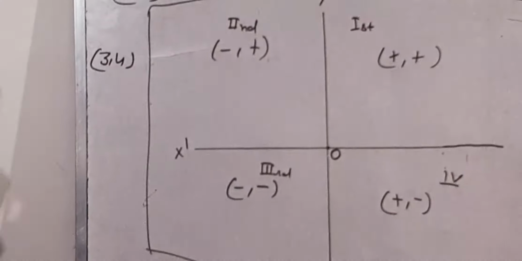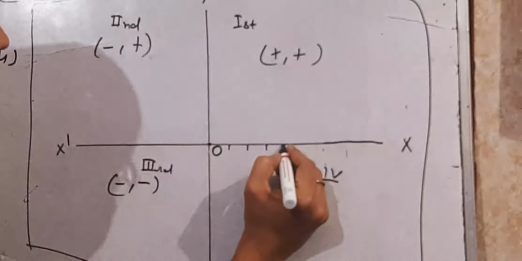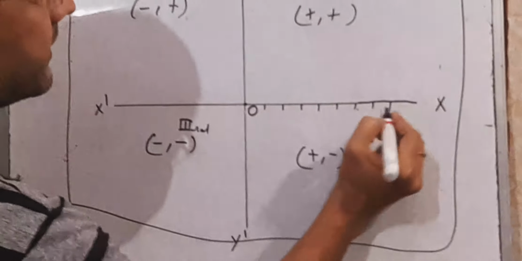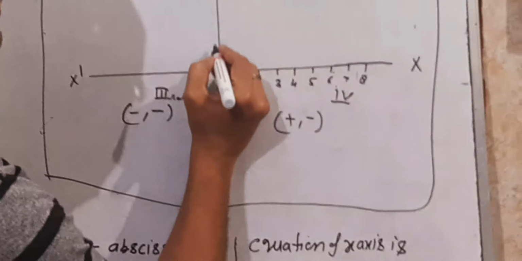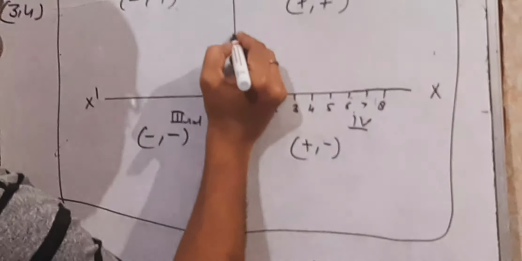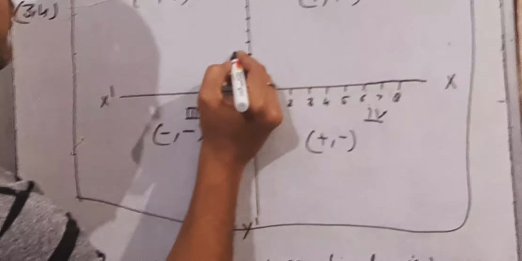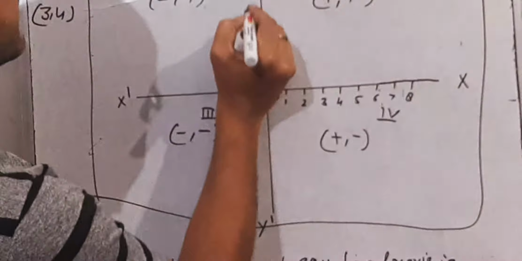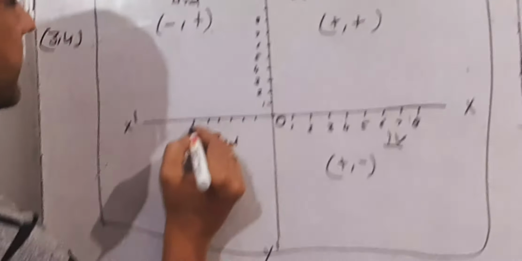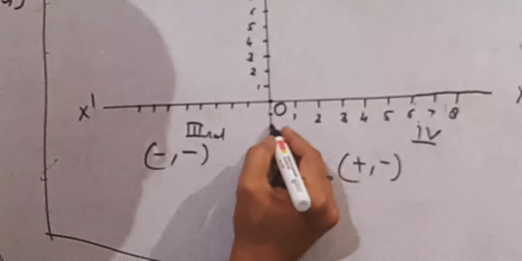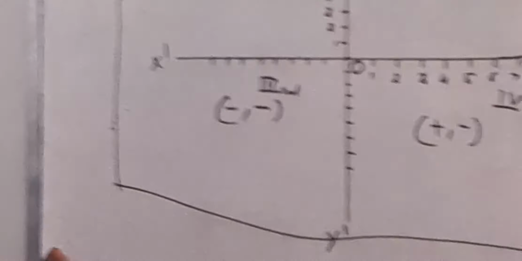Suppose there is a point (3, 4). How would you locate this point? Let us mark the units on the axes, 1, 2, 3, 4, 5, 6, 7, 8 on each side of the origin. Okay. Now you have to locate (3, 4).